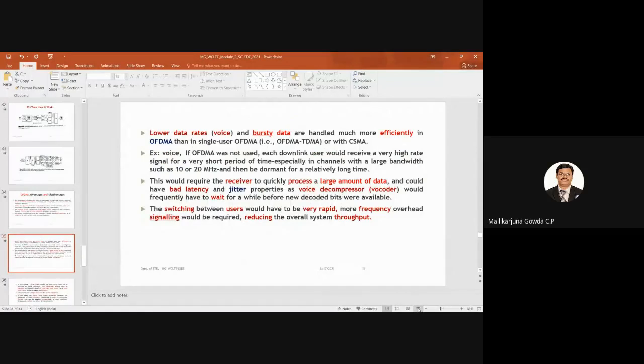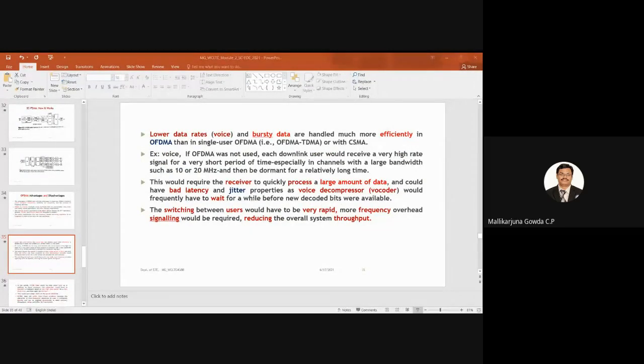Then to add on to that, I said it can accommodate a variety of applications with different data rates and quality of service. For that, one example I've taken is voice, which usually requires low data rates. Okay, voice, right? Low data rate, because we all know it is maximum 64 kbps that it requires, and bursty data also, right? These are handled much more efficiently in case of OFDMA than in single user OFDM. Okay, that single user OFDM is known as OFDM-TDMA or with CSMA, what we can say, right?